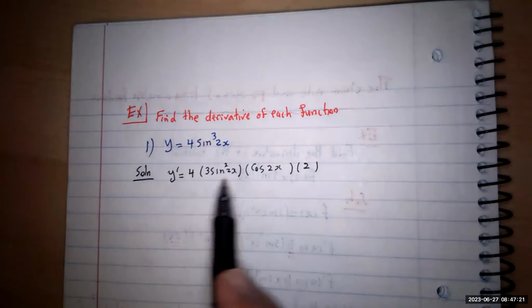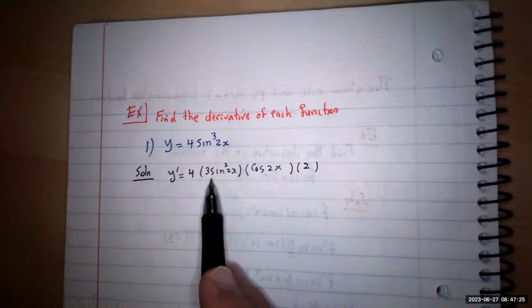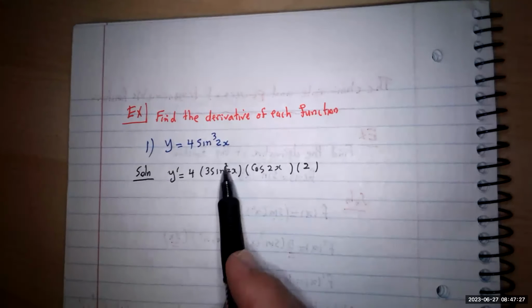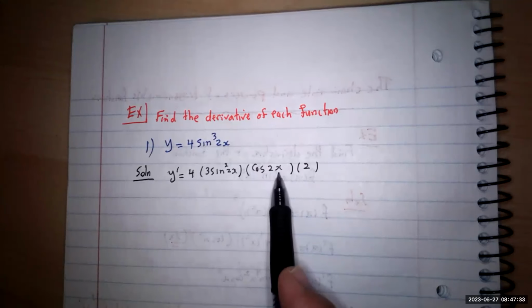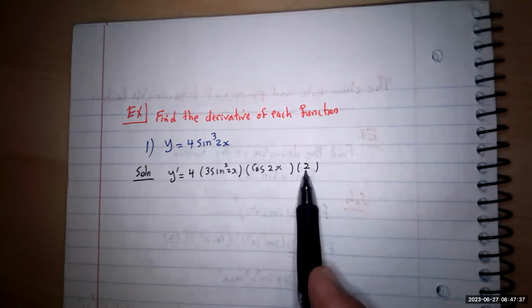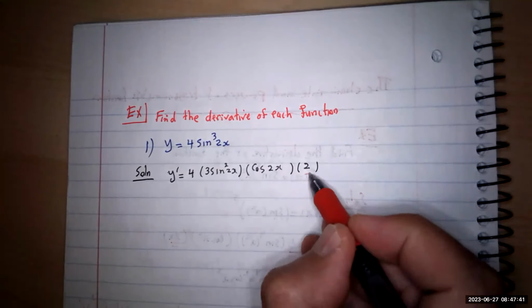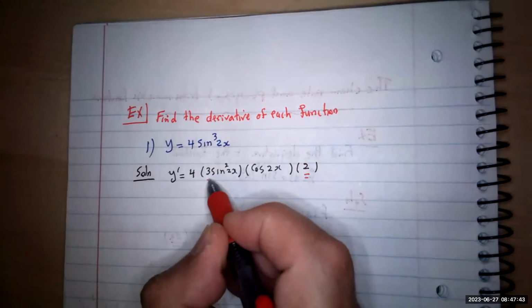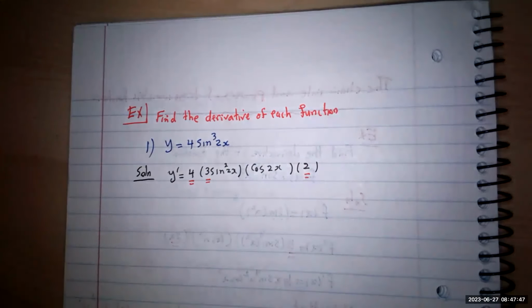Okay, it's a trig function, so you should have 1, 2, 3. The first one, power function, 3, 2. The second one, trig function, sine, cosine. And the inside function, 2x, 2. But you have monomials. You see monomials here: 1, and you have a 3, and you have the 4. So you have to multiply them together.